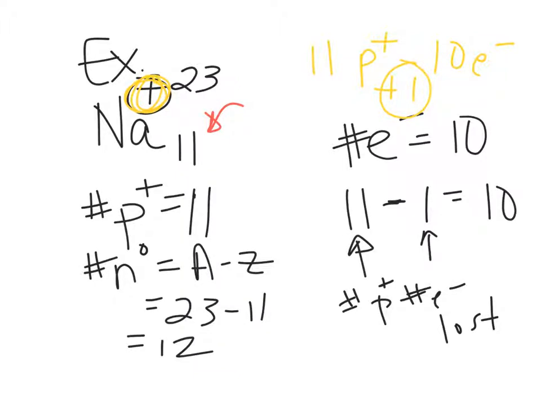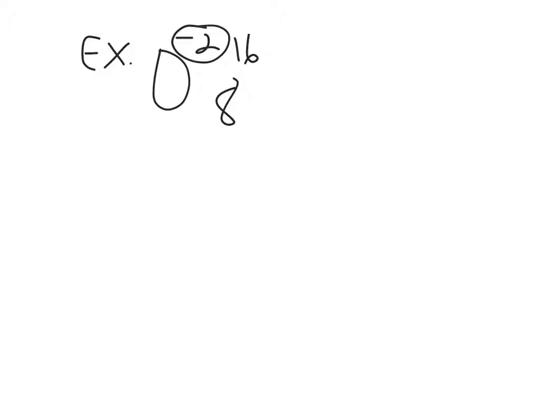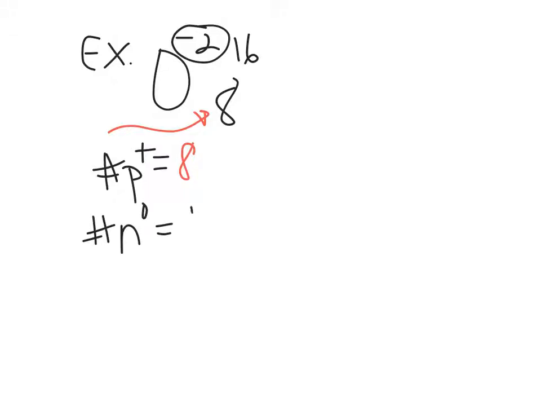Let's look at an example then for an anion. So in this example, we'll look at oxygen, which the oxygen anion has a charge of -2. So its chemical symbol looks like this. So the number of protons we get from the atomic number, that's 8. The number of neutrons then would be the mass number 16 minus the atomic number. So that's 8 neutrons as well.